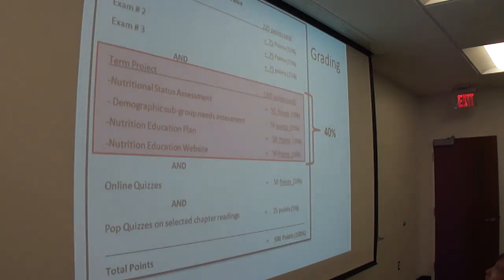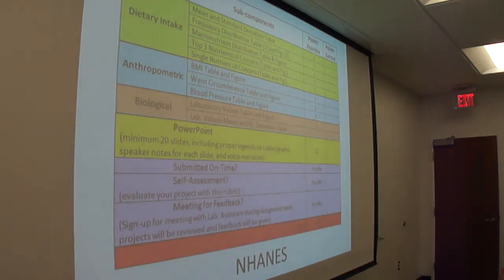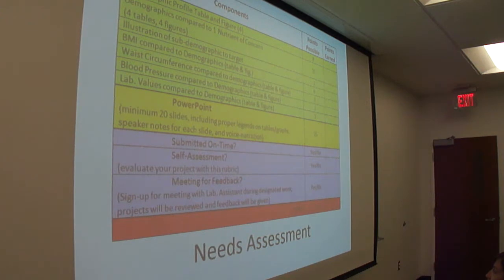So just to remind you, for the grading of the project, each part of the project is worth 50 points, and all that together is 200 points, which equals 40% of your grade for the class. This is the rubric for enhance. If for your presentation you follow all the requests, you should be fine. Just the tables and the graphs that are requested, and that's for the needs assessment too.